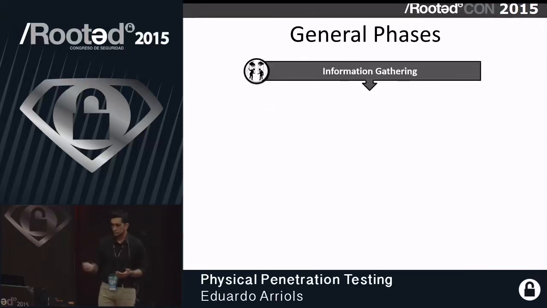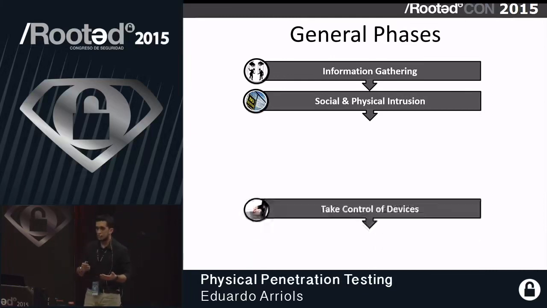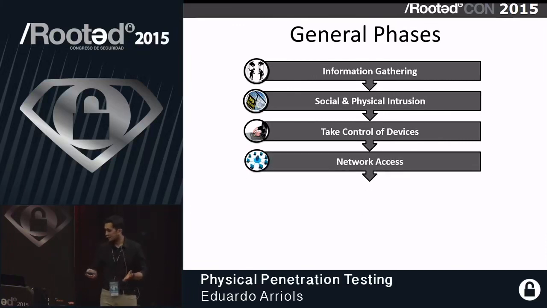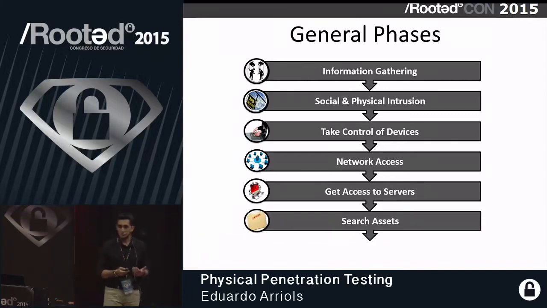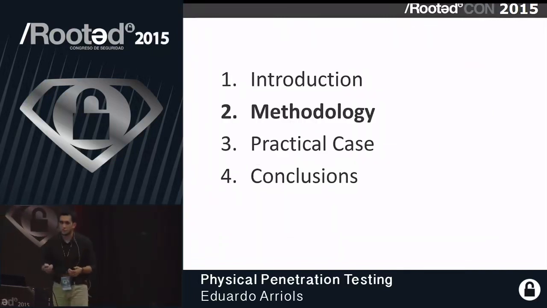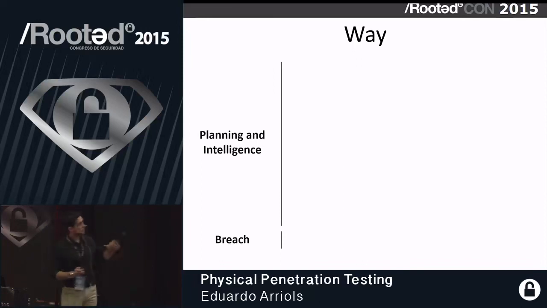So now I'd like to go through the phases. As I said, we have the first one, information gathering, another one, physical intrusion and social engineering to access the environment. Then you take control of the device. Then you check out what's on the network. Then you get access to servers. Then you search for the information that you want to obtain, and then you exfiltrate information. So very quickly, I'll tell you about the methodology that you should follow when you do a physical intrusion test. And now, as I say, we'll focus on the physical side.